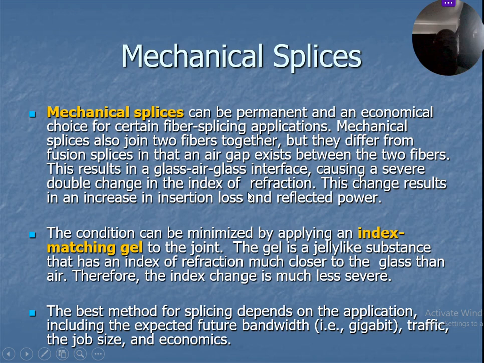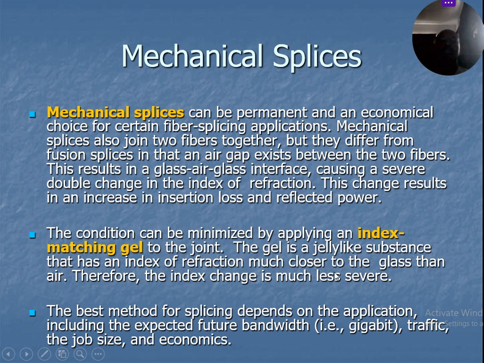So this change increases what? The insertion loss. Remember, insertion loss means attenuation. So there is greater attenuation in mechanical splicing, and also reflected power that is being reflected in the system. So like I said earlier, mechanical splicing has its own disadvantage. However, it also has an advantage because it's permanent and economically convenient for us.